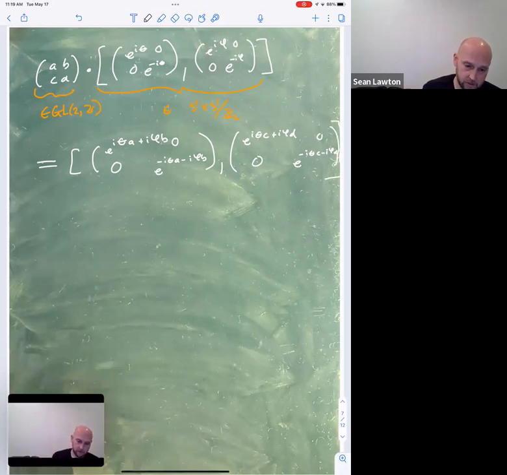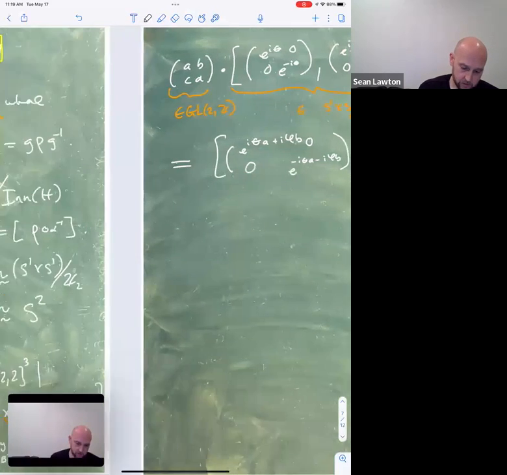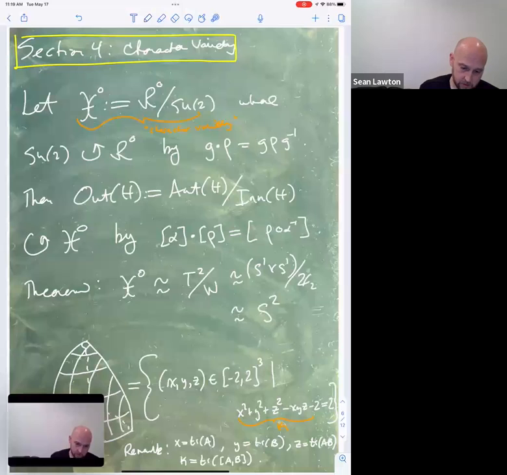Okay, so that should be what we would want, right? Because you take an element here and you hit it with an element here, and you should then get another element here, right?